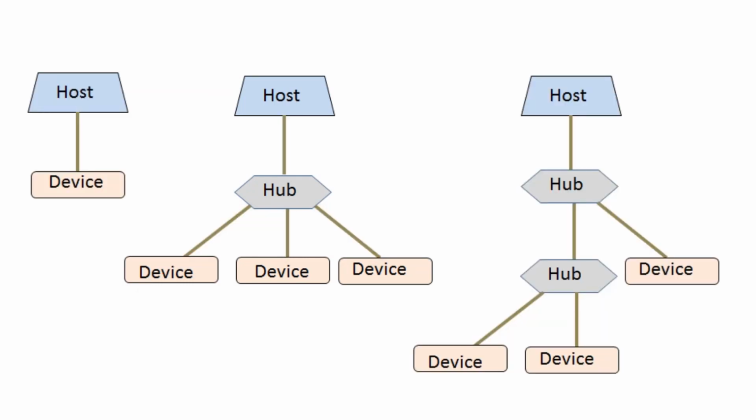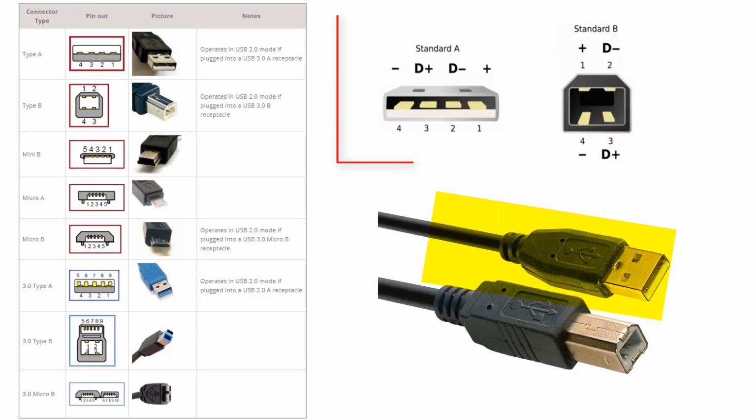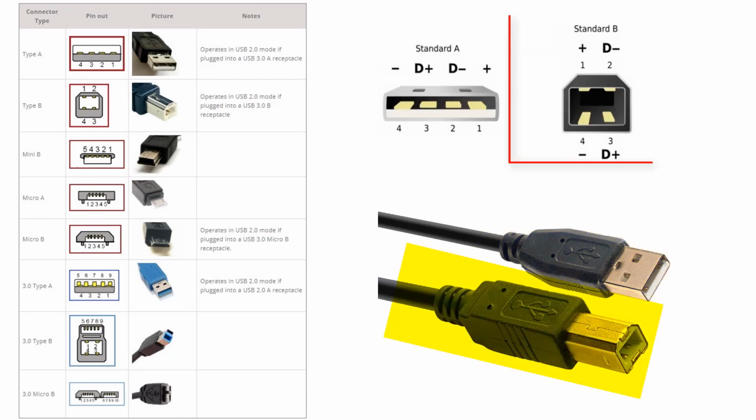We can also have low speed and high speed USB devices on the same network with no problem. All components of a USB system connect to each other using one of the USB specified cables and connectors. There are different types of USB connectors grouped into host and device connectors. The A connector faces the host like a computer, and the B connector faces the device like a printer or an Arduino board, for example.